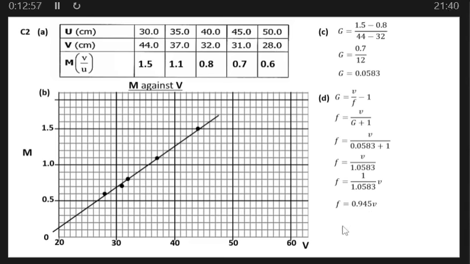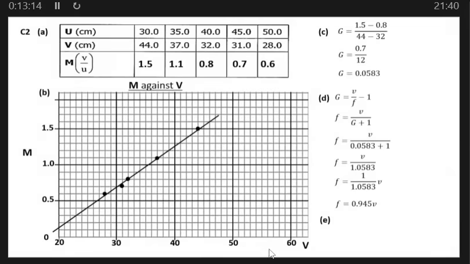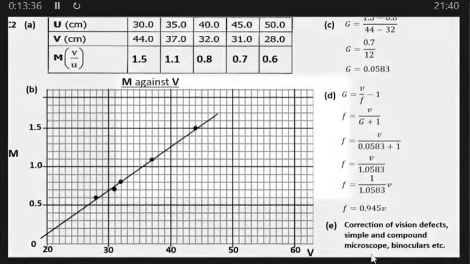All right, so let's continue to another question, which is question E. Question E says, mention one use of this type of lens. It has so many uses, so we'll mention these ones here. Correction of vision defects. It is also used in simple and compound microscopes, in binoculars, and also in telescopes and cameras. Right? So let's go to the next question.